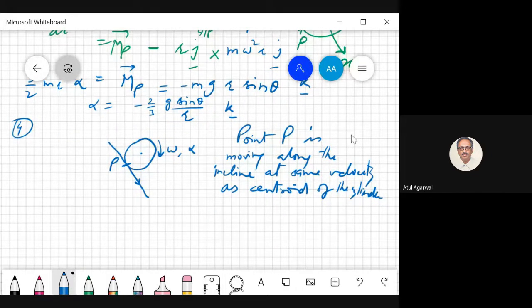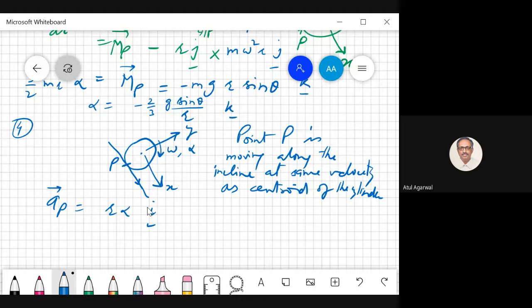So now I am saying that this point P is translating downwards with the cylinder. So this point P is moving on this incline. What is the acceleration of this point P? This is my x direction. This is my y direction. So point P has the same acceleration as the centroid. So this is nothing but r alpha I. Any problem?